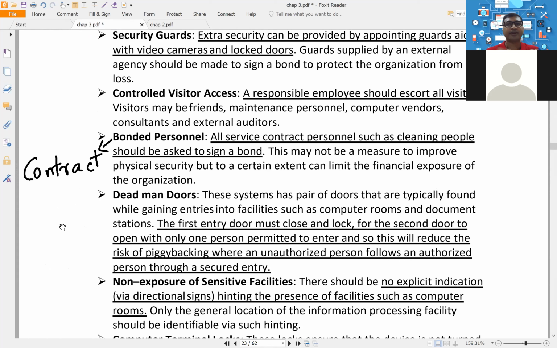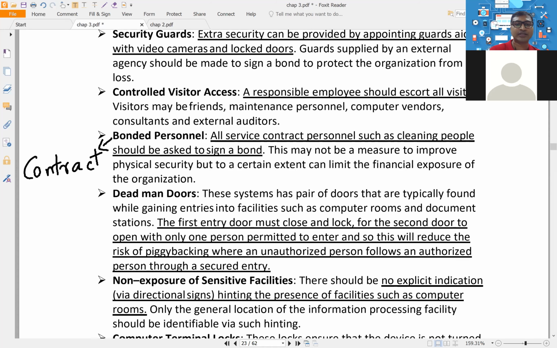Bonded personnel is nothing but a contract. Whenever we outsource something, we will create a contract with that outsourcing party that if your employee does any damage to our company, you are liable for those things. Dead man door. Remember dead man door? When you are entering into the office, the first door will open. Okay, then you enter. Now the second door will not open until the first door gets closed. So if someone is following you, he can only enter, he won't be able to exit the premises, because the second door will not open until the first door gets closed. So that is what dead man door is.